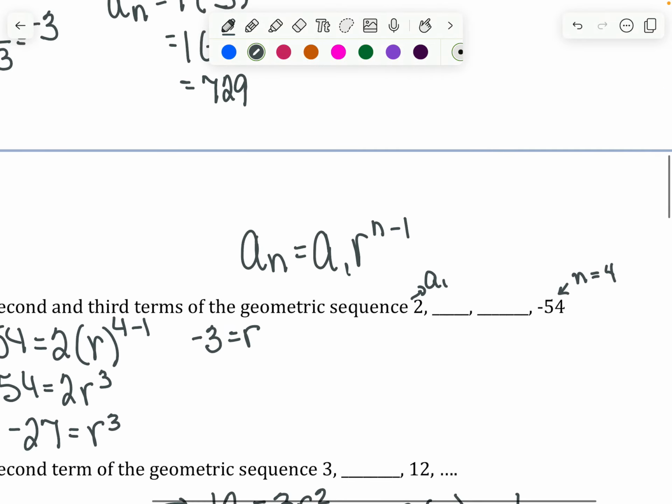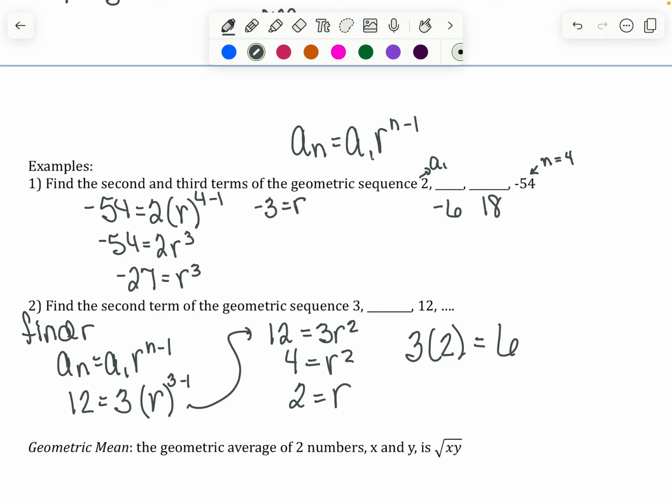All right, so we're going to have to do a little recursive, which means we're going to multiply the previous term to get to the next term. So 2 times negative 3 is going to give us negative 6. And negative 6 times negative 3 is 18. And 18 times negative 3 does give us negative 54. All right, again, try the next one on your own and see how you do.